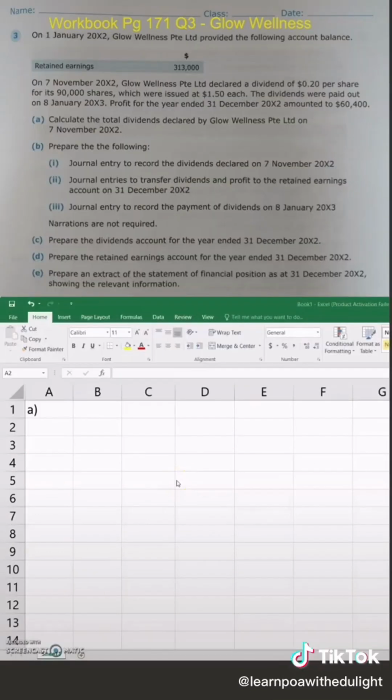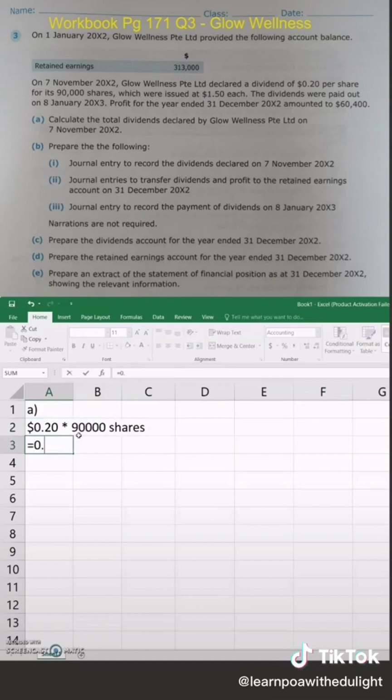So for the next question, workbook page 171, question 3, Glow Wellness Private Limited. In part A of the question, calculate the total dividend declared by Glow Wellness Private Limited on 7 November 20x2. So the total dividends has to be simply 20 cents. If you read the question, on 7 November, Glow Wellness declared a dividend of 20 cents for its 90,000 shares. So it's 20 cents dividends times 90,000 shares.